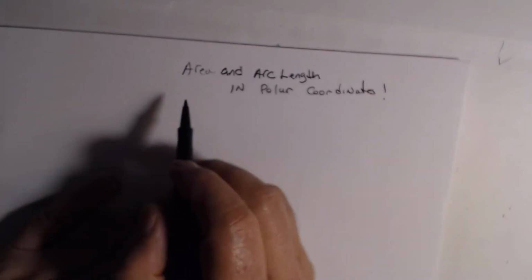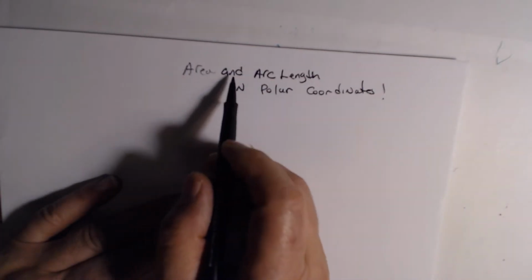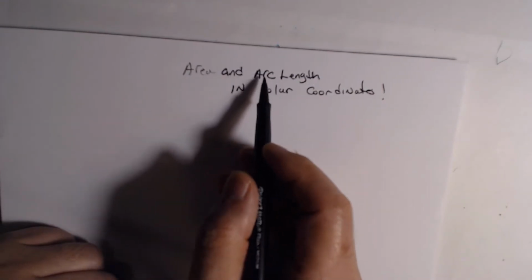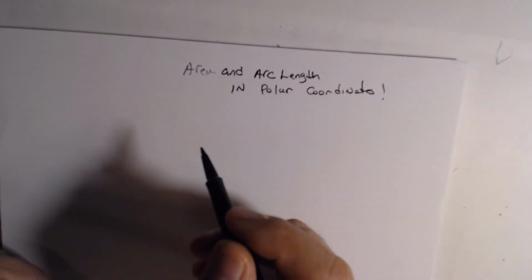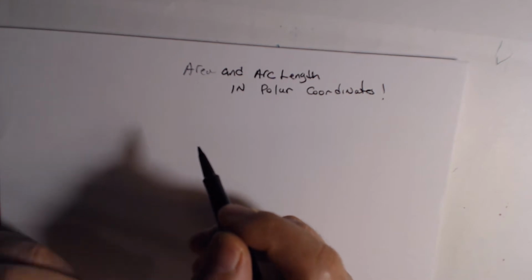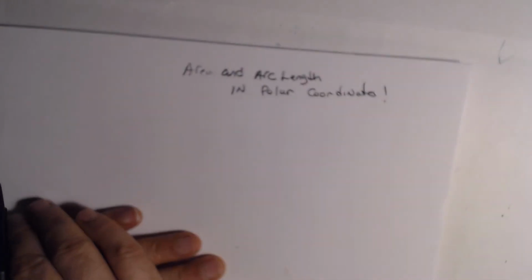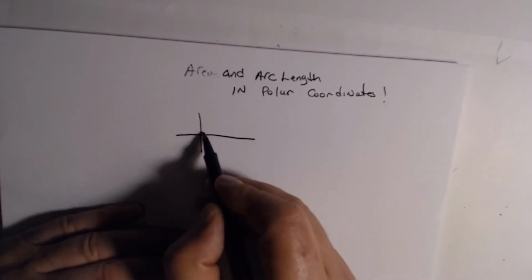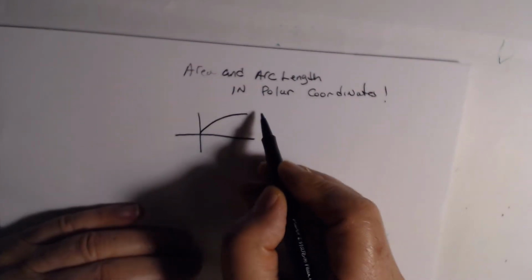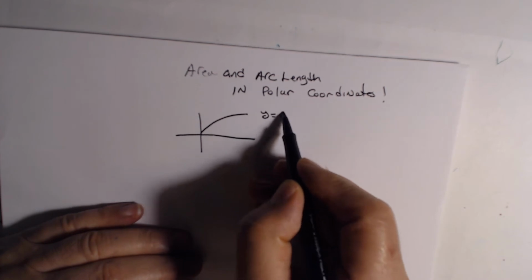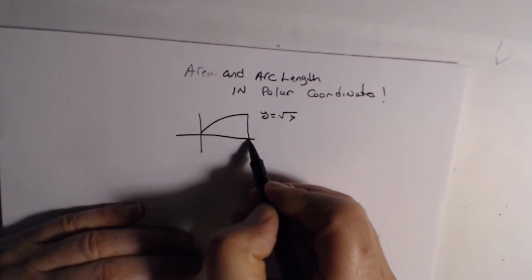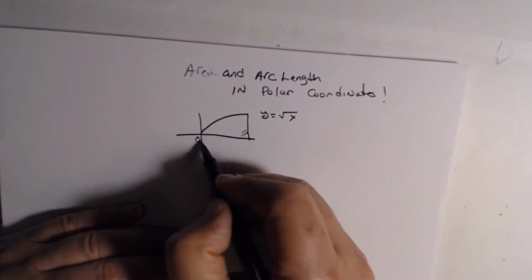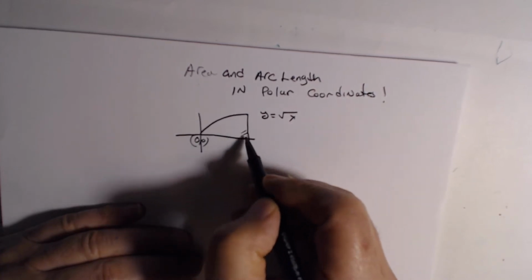In this video we're going to talk about finding the area and the arc length, and maybe we'll get time to get to the surface area in polar coordinates. In the Cartesian coordinate plane, when you have y equal to the square root of x, and you take the area bounded between (0, 0) and x equal to 1.